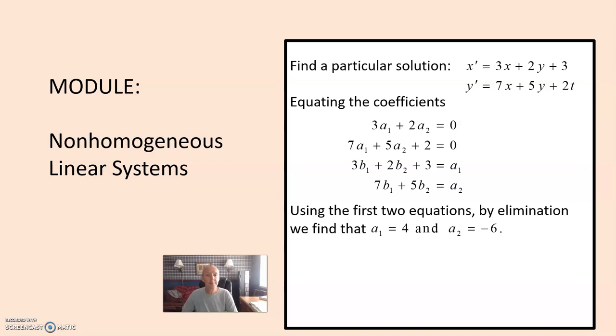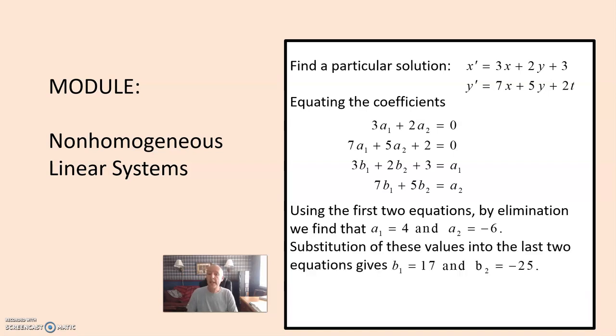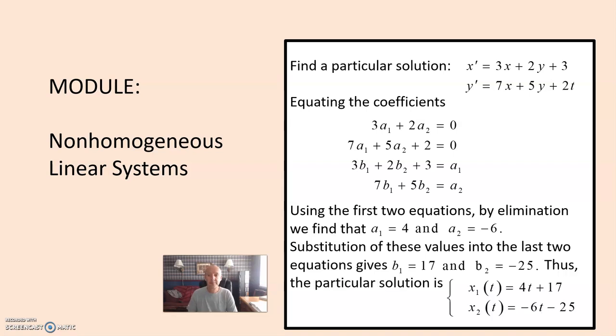Now that we found a1 and a2, we can substitute these values into the last 2 equations, giving us that b1 is equal to 17 and b2 is equal to negative 25. Thus, we now have our particular solution. And that would be x1(t) is equal to 4t + 17, and x2(t) is equal to -6t - 25.